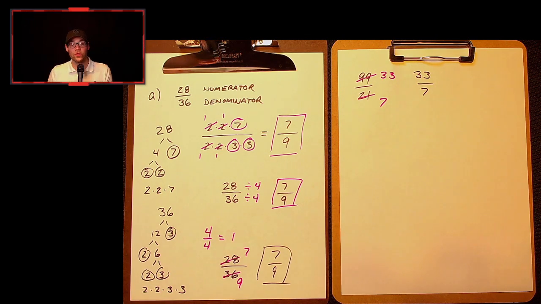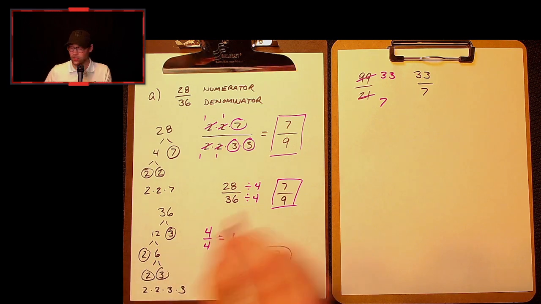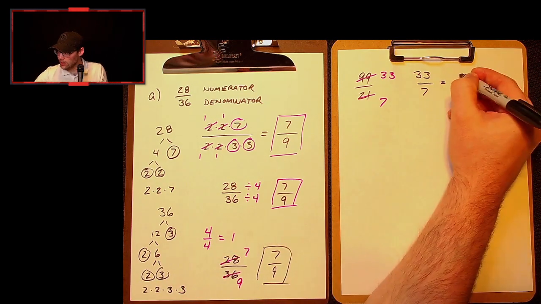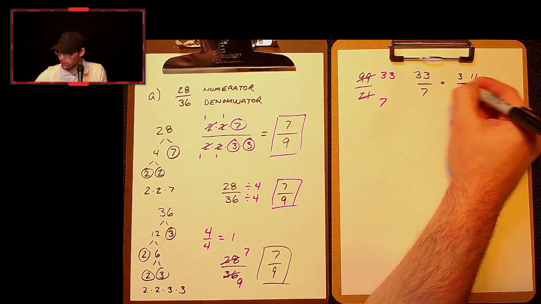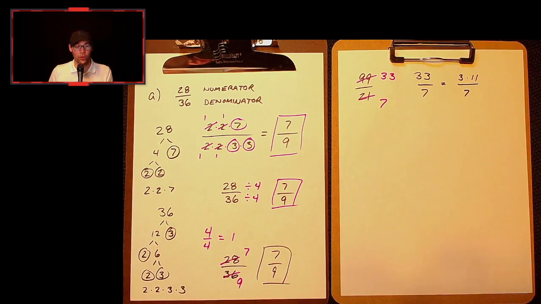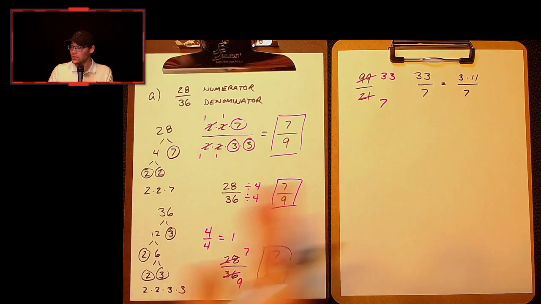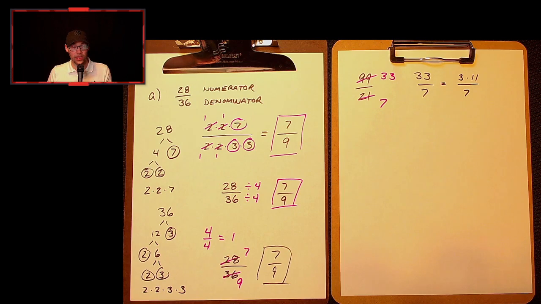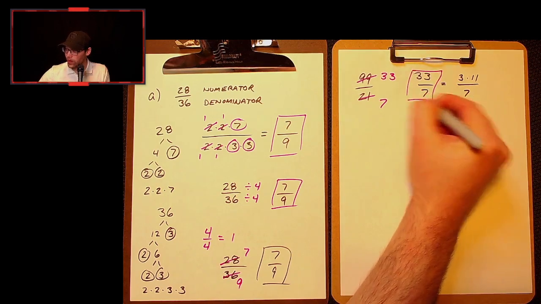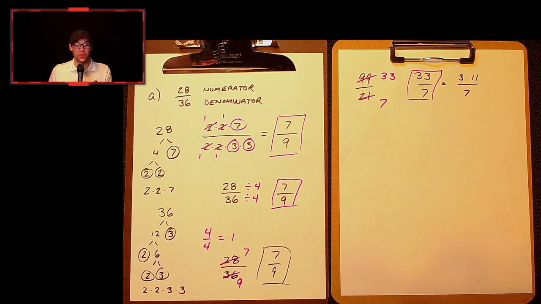And we can even prove this by using the first method we actually showed by breaking down both of these numbers into their prime factorizations. So 33 is the same thing as saying 3 times 11, and 7 is already prime. And what we see here is there are no factors that we can cancel from the numerator and the denominator. So this means our final simplified answer would in fact be 33 over 7.